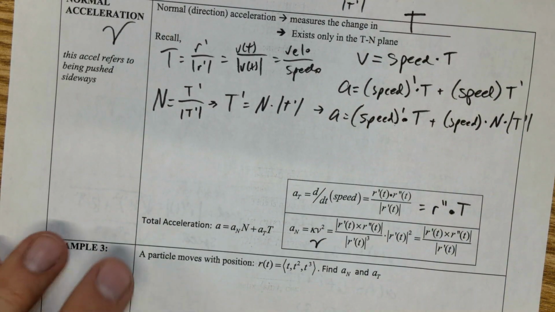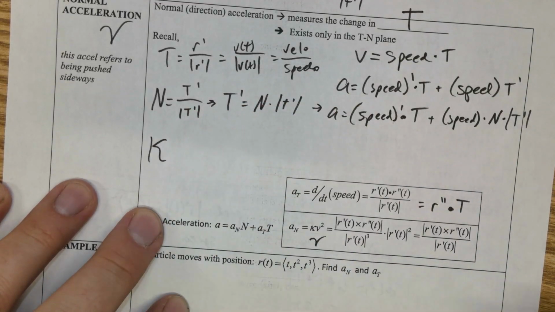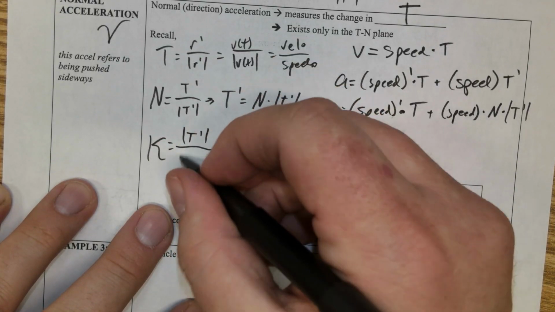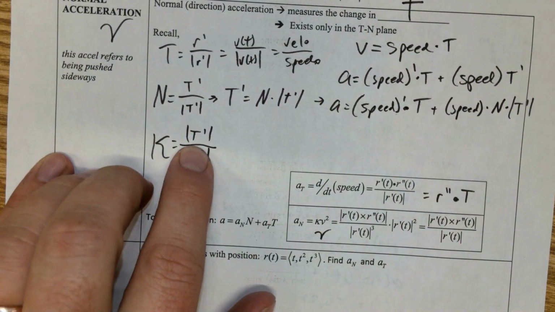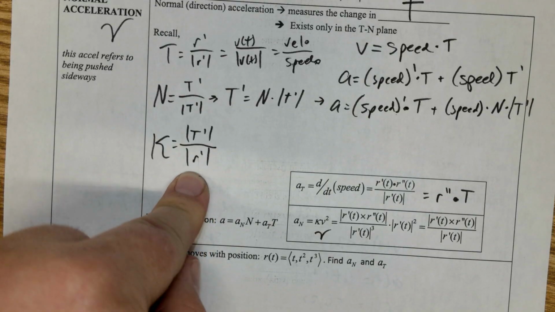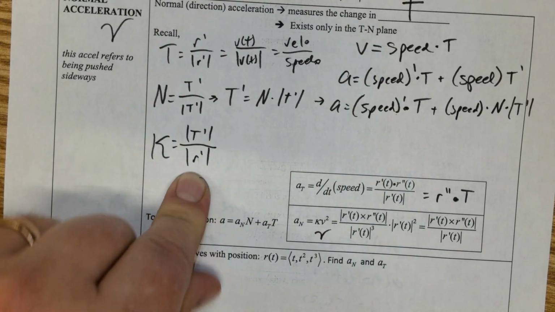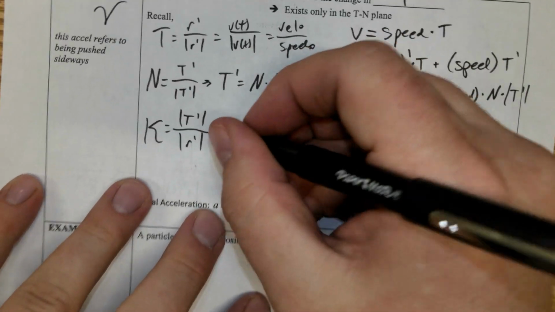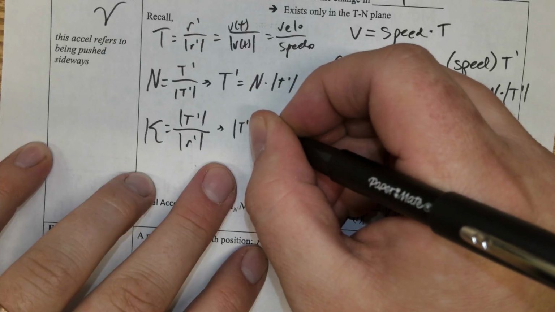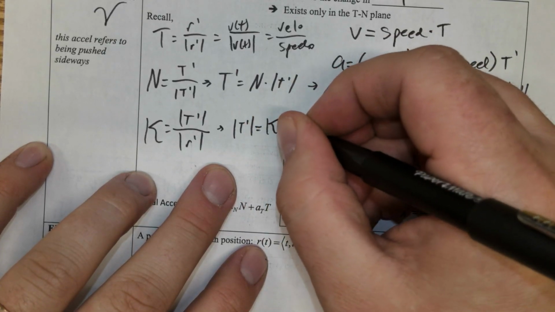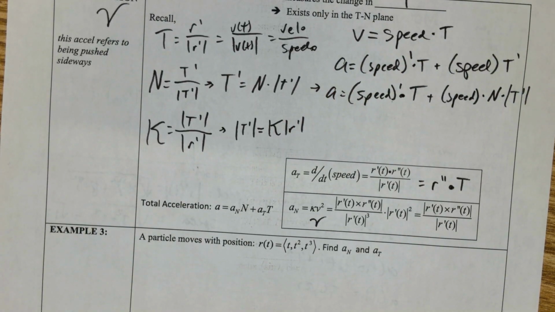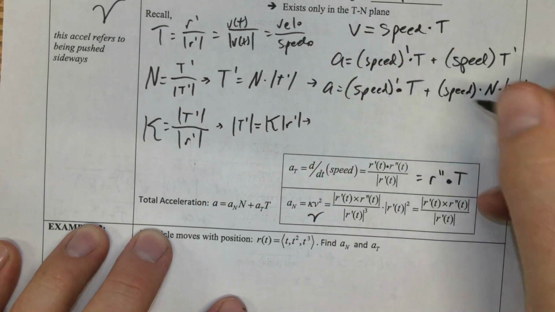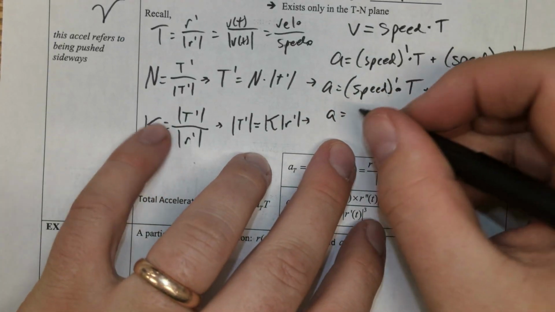Let's take it one step further. One step further actually comes from my curvature. My curvature is t prime over r prime. It's my change in t versus my change in s, my change in curve length. And my change in arc length or curve length is the integral of this derivative. So what this tells me is that the magnitude of t prime could also be written as curvature times speed.